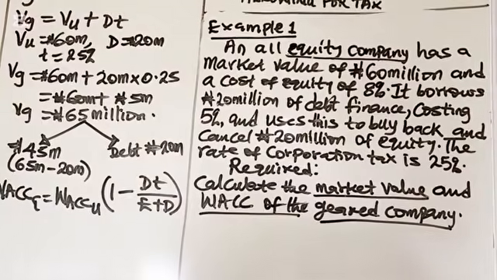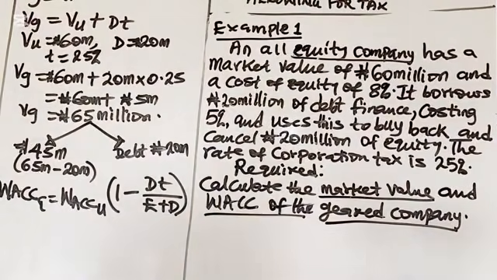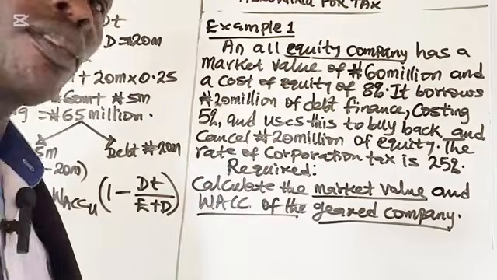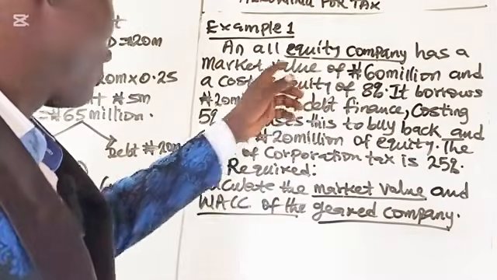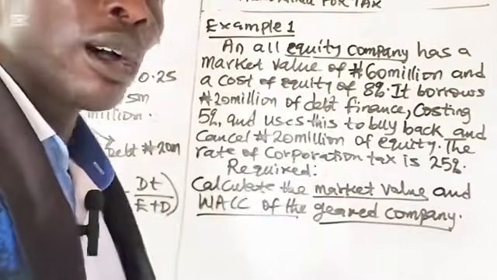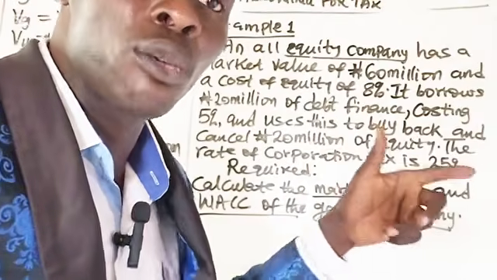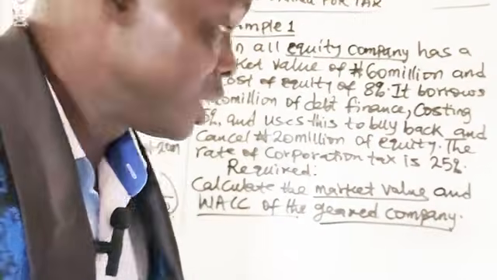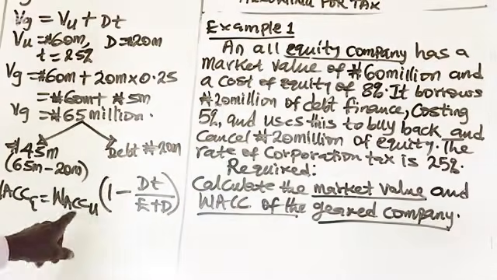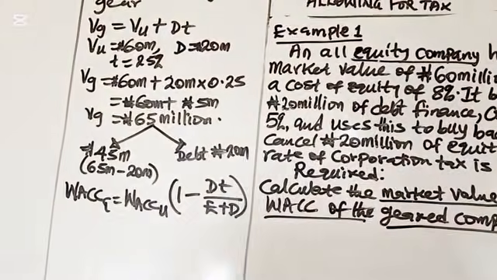Now, the WACC of an ungeared company is given in the question. Since the company was all equity finance before, that means the cost of equity will be equal to the WACC of an ungeared company. Since the company was not geared before, the only source of finance is equity. Since the company is financed with only equity, the cost of equity will be its WACC. So that means the WACC of an ungeared company equals the cost of equity.